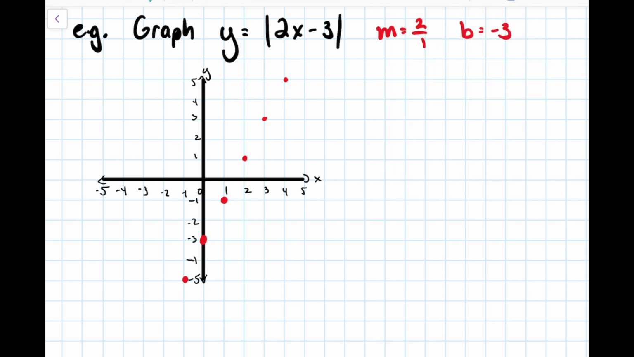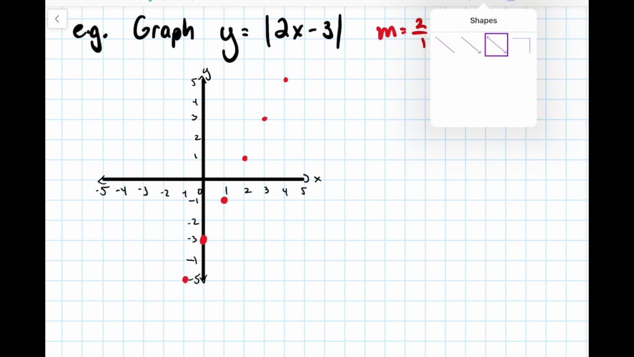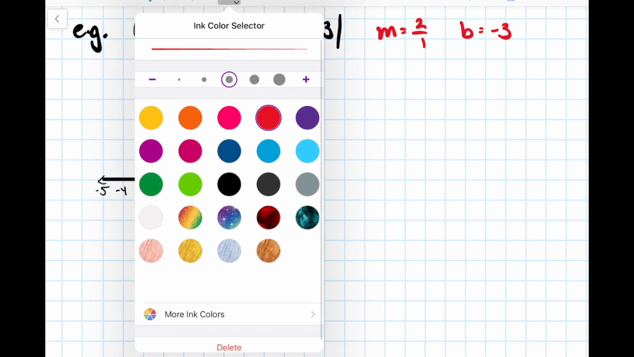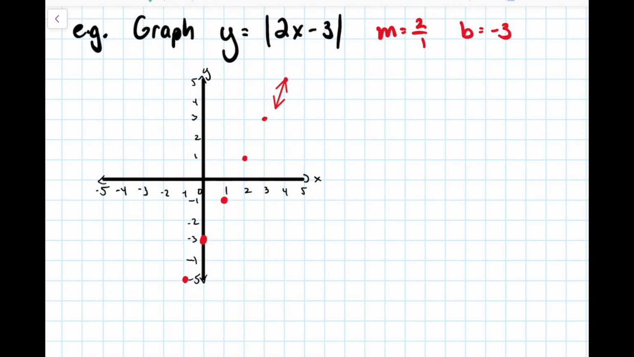I'm going to put a line through my points. You don't have to, because we're not actually interested in this part of the equation. We're just using this as sort of a guide. So you could certainly skip putting the line through the points at this stage, but just to help explain things, I'm going to go ahead and get that line up there. So that's y equals 2x minus 3 without the absolute value.